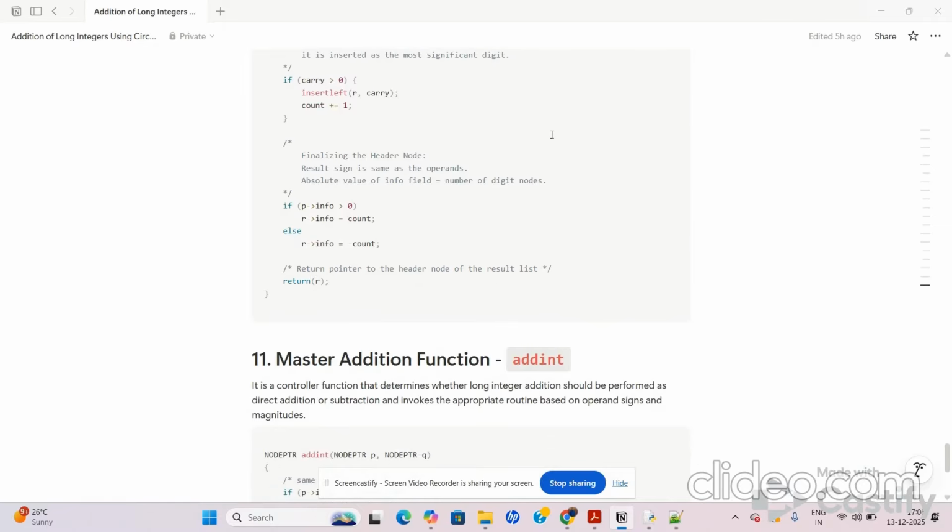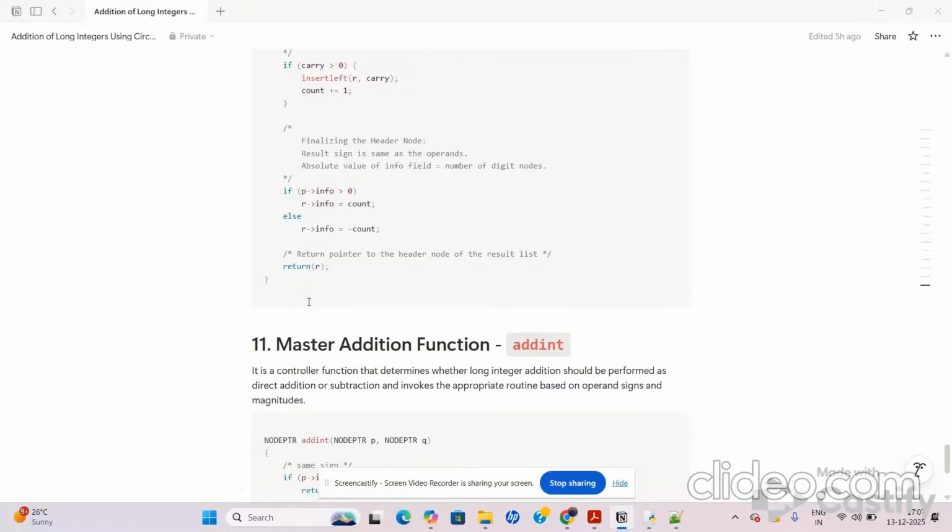In the last side you have the finalization of the header node. Okay, so even though both the operands have the same sign, the result list is created newly. That means the header info is still empty, so you need to fill in the value. So that's why you need to give the correct sign and number of digit nodes. So the number of digit nodes is given by the count, and the sign you do from the p of info. So if p of info is greater than 0, that means the result is positive, otherwise the result is negative.